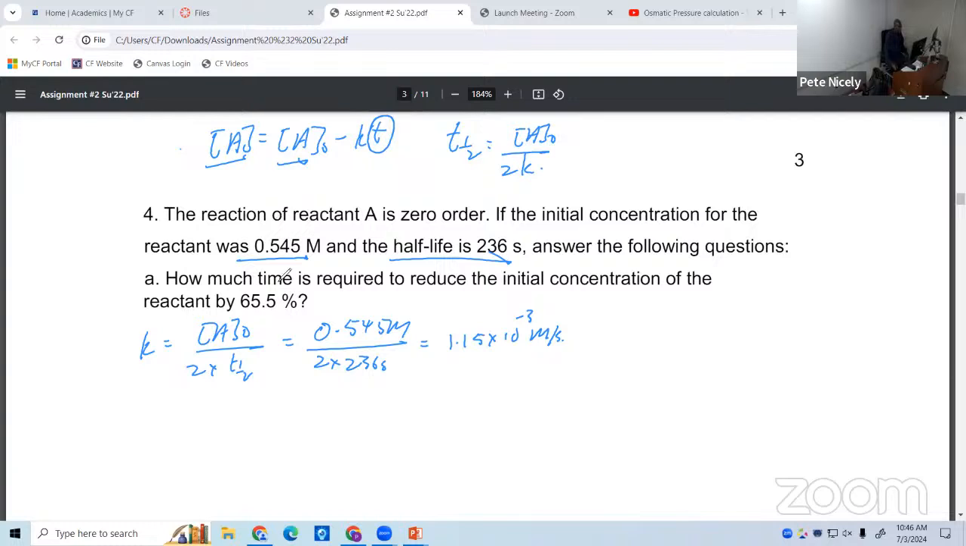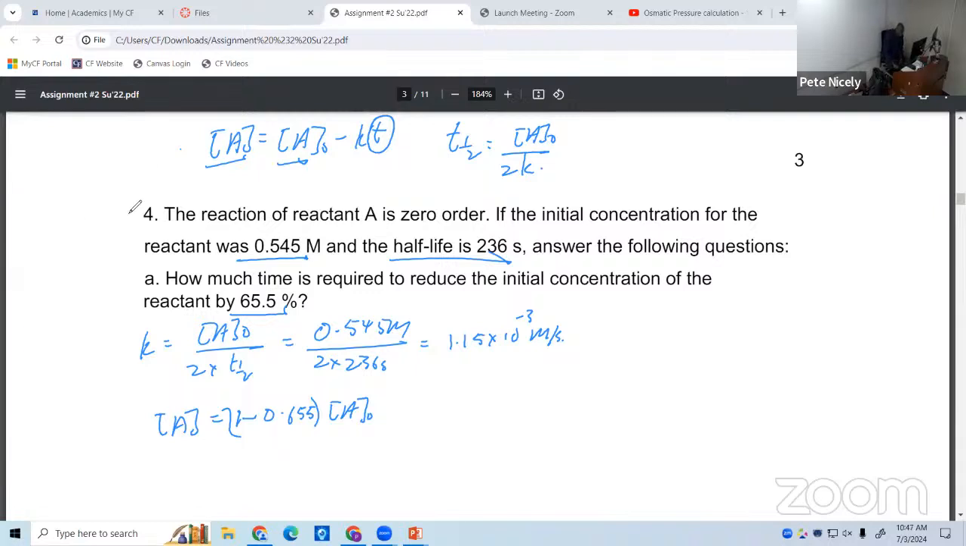Now, you have to read the question again carefully. It says how much time is required to reduce the initial concentration of the reactant by 65.5%. So what that means is that the concentration of A at that time would be 1 minus 0.655 times the initial concentration of A, right? Because what the question is saying is that at this time, 65.5% of A has reacted. So the remaining amount of A would be 100% minus 65.5.